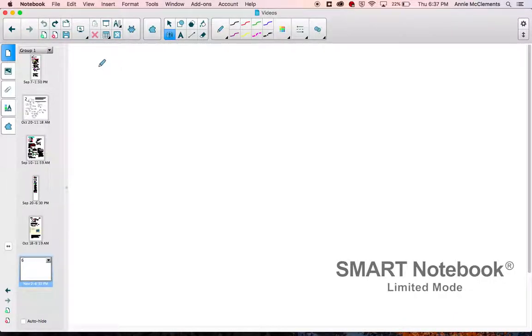All right, apologies in advance for this Smart Notebook Limited watermark. I don't know what's going on there, but we'll work around it.